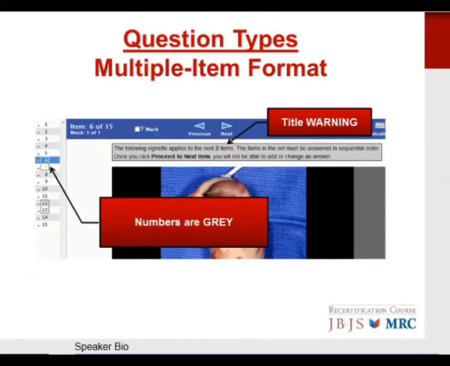The numbers this time will be gray, meaning that you cannot click, in this example, number 7, without first answering number 6. They will also give you a title warning telling you you cannot go back and change your answer for 6 in 7. It's been my experience that nobody wants to have immediate negative feedback, but thankfully they don't generally tell you the answer to 6 in question 7. So go through this and answer it and move on.